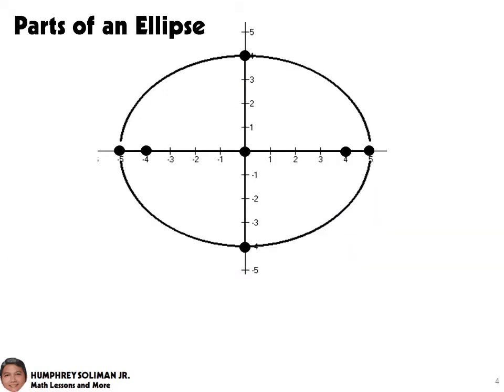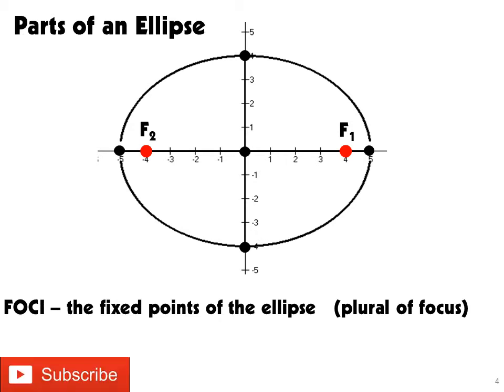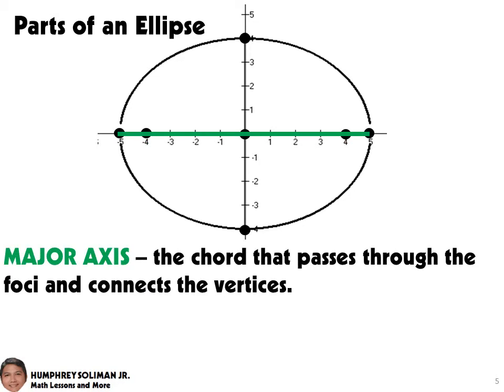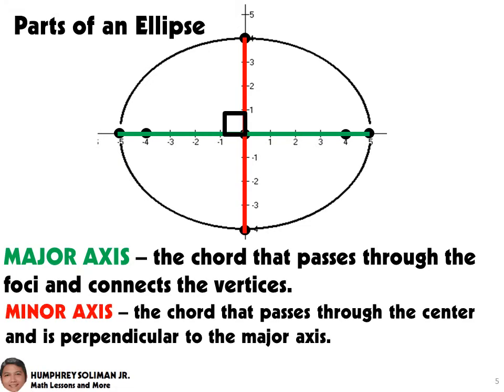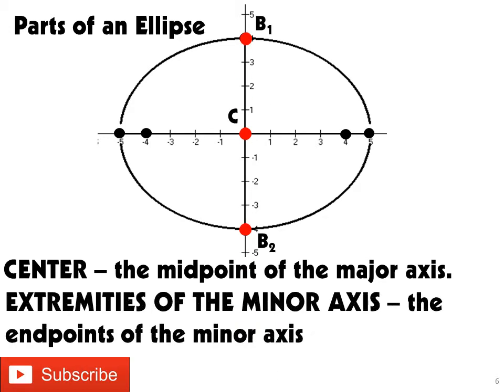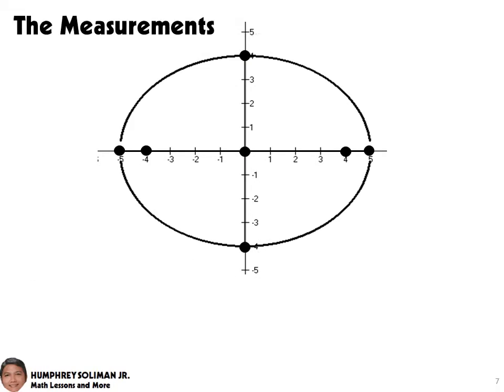Now, I will show you the different parts of an ellipse. The foci, these are the fixed points of the ellipse. And the vertices, these are the endpoints of the major axis. And the major axis, the chord that passes through the foci that connects the vertices. We also have the minor axis, the chord that passes through the center of the ellipse, and is perpendicular to the major axis. The center of the ellipse is the midpoint of the major axis. And the extremities of the minor axis, these are the endpoints of the minor axis.